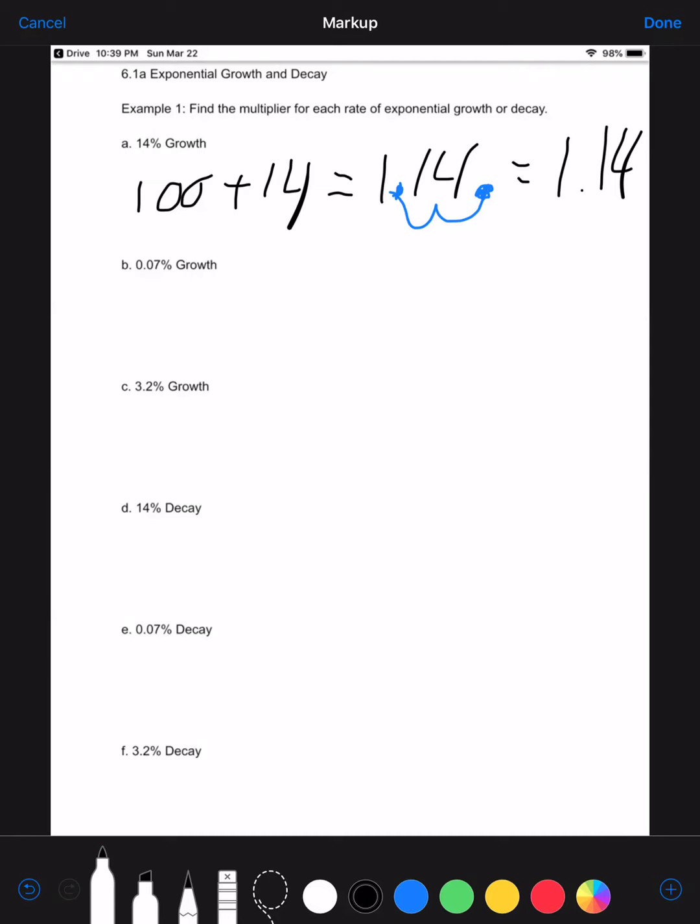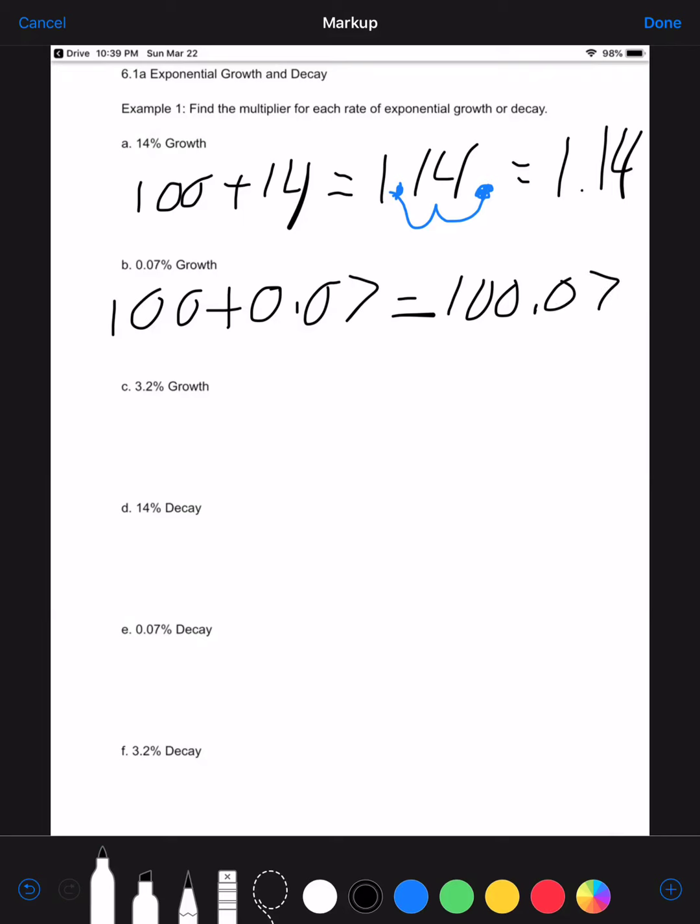So we're going to do the same thing for the next one. So again, this one's a growth. It's a growth of 0.07. So it doesn't matter if there's already a decimal or if it's a whole number. You're still going to either add or subtract depending on what it is. Again, this is growth, so we're going to add. So 100 plus 0.07, we would get 100.07 as our starting number.